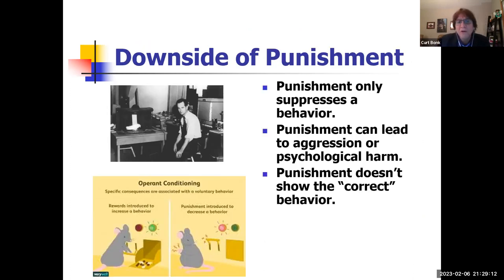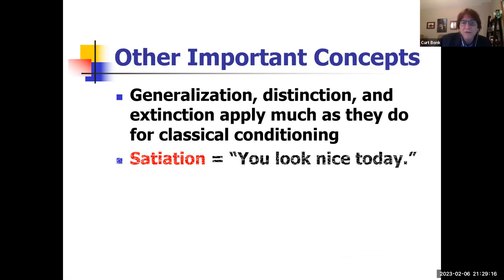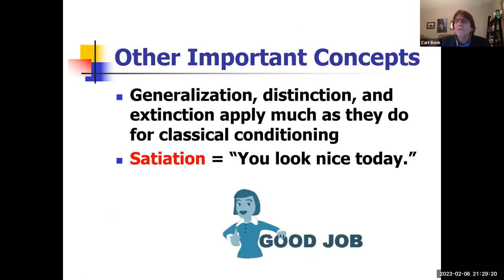And then he had the problems of punishment. He had issues about learned helplessness. This is important: if you use the same form of feedback over and over again, your learners will get satiated on it. If you always say, that's great, they're not able to distinguish good from inferior performance. So you use a variety of ways to praise or verbalize.